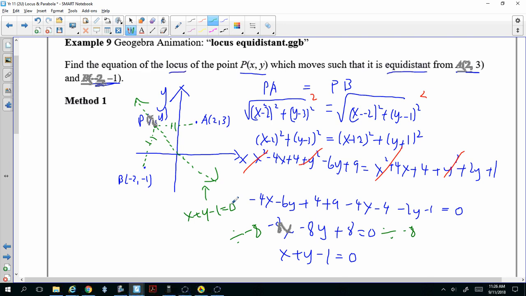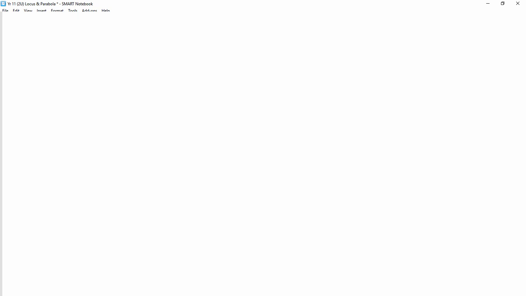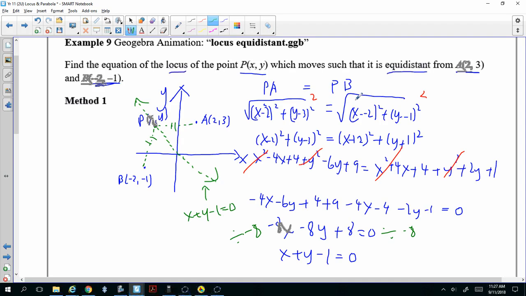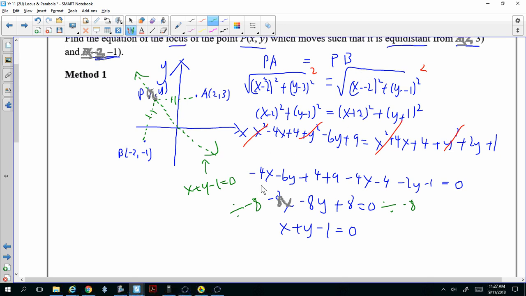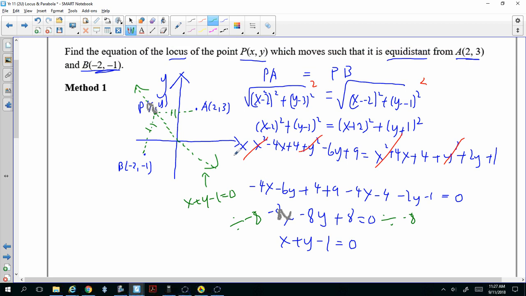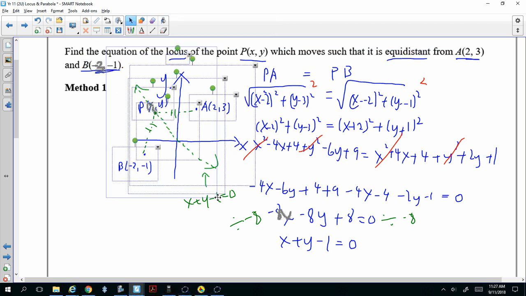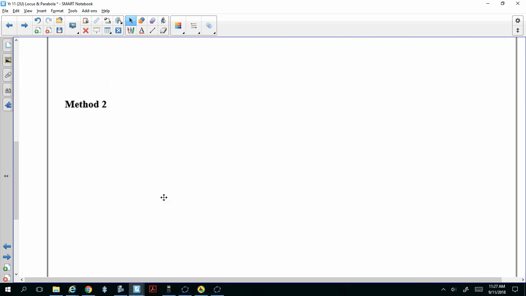Alright, this is the first method to do. I'm going to show you another way to do it, which is faster. Alright, I'll show you much faster. No expanding, no squaring. So what I'm going to do is to copy this diagram. Alright, so we've got this diagram again.